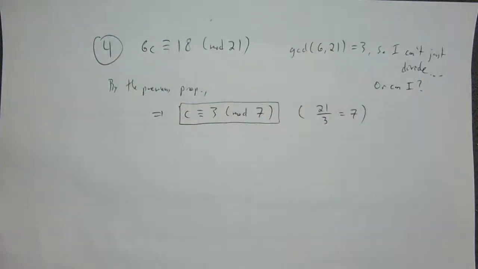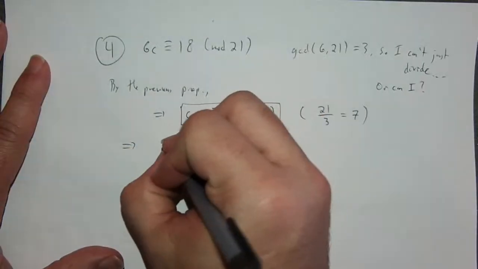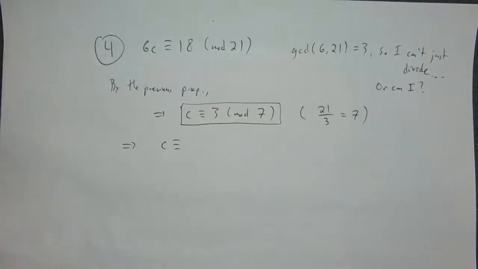Now that's certainly a statement in the mod 7 world, but that's not what I was originally asked. I was asked to solve this in the mod 21 world. So what do I do here? So I get a list. I get c is congruent to 3.